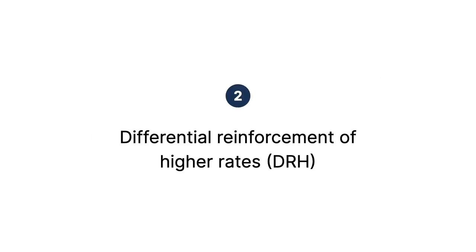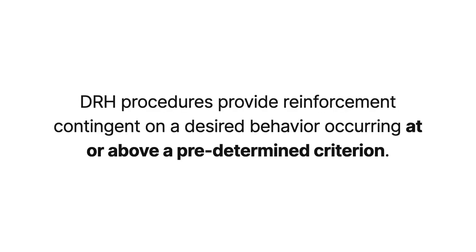The second differential reinforcement procedure we'll discuss is differential reinforcement of higher rates, or DRH. Unlike DRD procedures, which are implemented with the goal of gradually decreasing occurrences of undesired behaviors over time, the goal of DRH procedures is to gradually increase desired behaviors over time. With DRH procedures, we provide reinforcement contingent on a desired behavior occurring at or above a predetermined criterion. This criterion gradually increases as students engage in increased occurrences of the desired behavior targeted through the DRH procedure. So here's an example of a DRH procedure within a classroom setting.